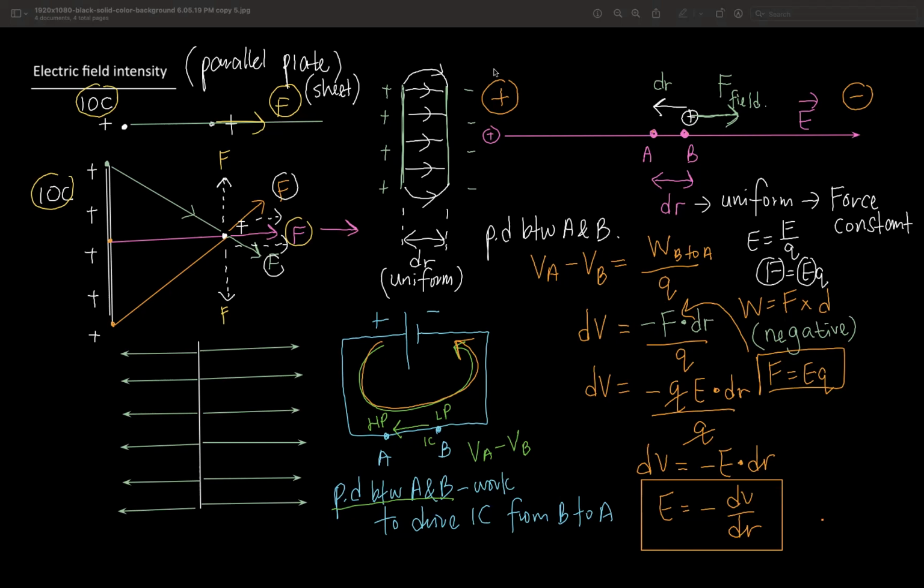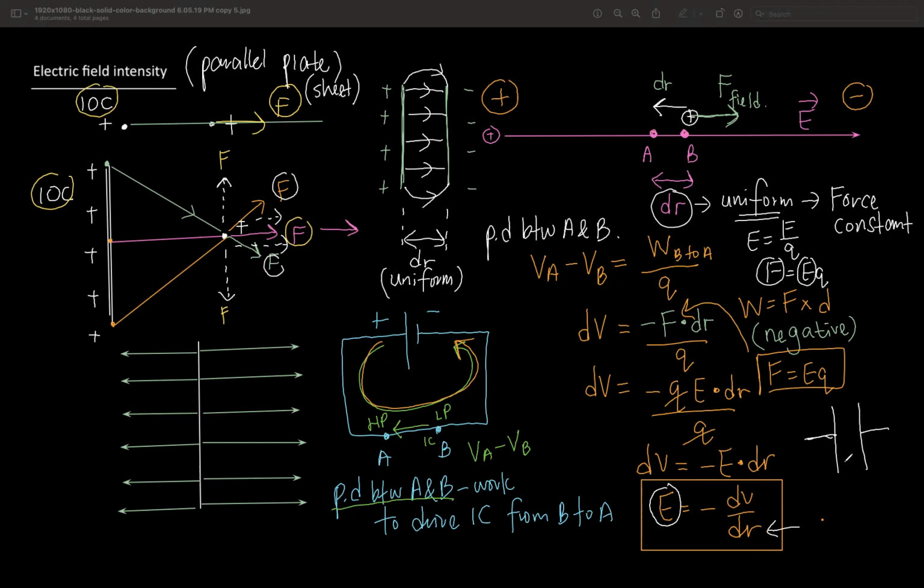Let's look at the application of this first. Where does this apply? This applies for a very small distance dr where the field is uniform, so the field strength is constant, just like the parallel plate. So this formula, you can use it for every parallel plate.